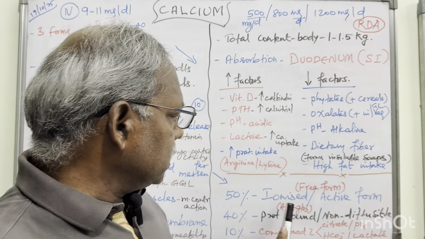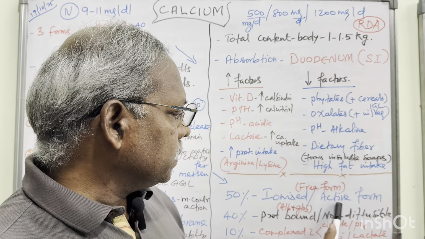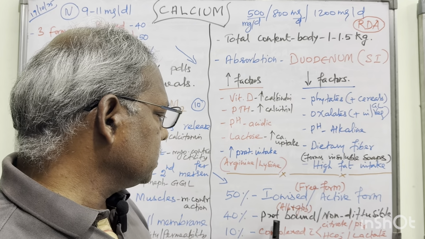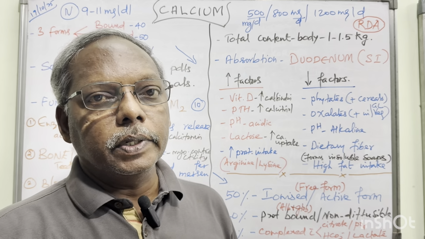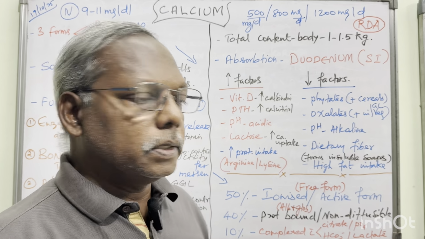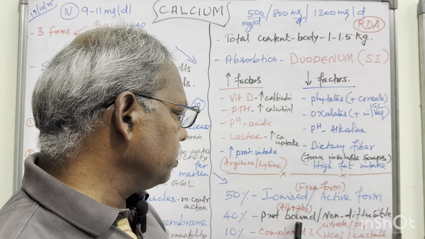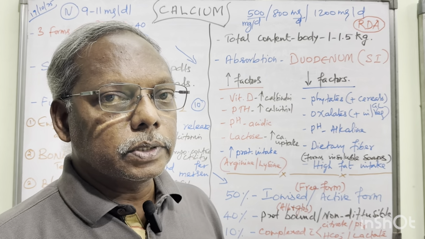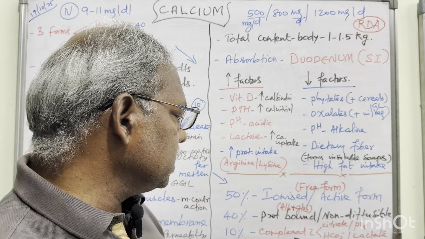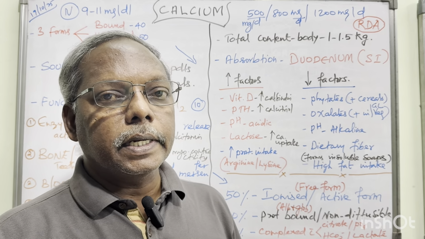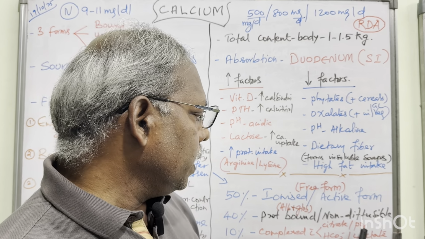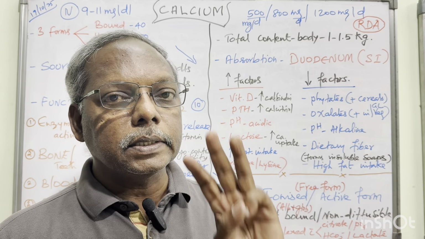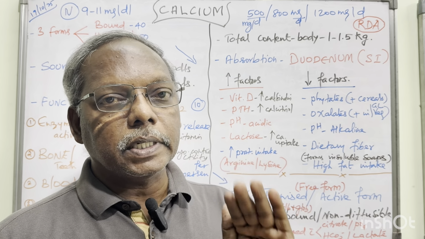The 50% ionized is called the free form, that is the active form. 40% is usually attached with albumin, very rarely globulin. So plasma protein bound, this is non-diffusible. Sometimes in MCQ they will be asking. 10% is always complexed with citrate, lactate, phosphate, bicarbonate, like that. Right? These are the three forms of calcium present in our body.